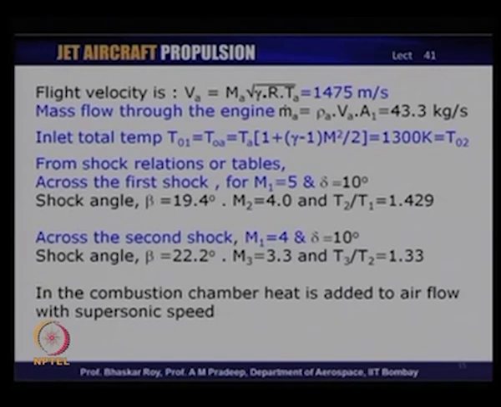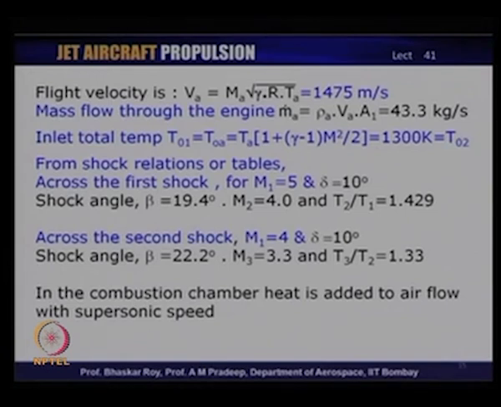1475 meters per second. Mass flow through this engine, again using the continuity as before, we can find 43.3 kilograms per second. In view of the very high inlet velocity, the mass flow going in is also very high, even though the density is of the same order and the area is of the same order. The inlet total temperature can now be computed from the isentropic relation that you are familiar with, and this gives us a total temperature of 1300 K, which is conserved through the intake duct.